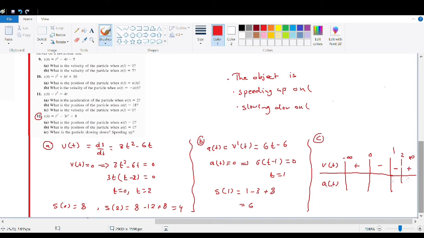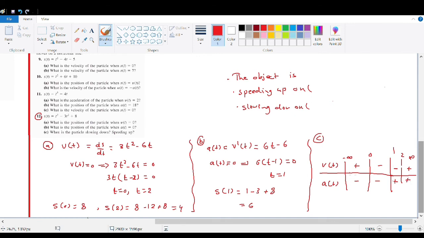For the acceleration, same thing: we take any number from the interval from minus infinity to 0 and substitute. For example, minus 1. Minus 1 minus 1 is negative, multiplied by 6, so negative. From 0 to 1, take a half: a half minus 1 is negative, multiplied by 6, negative. From 1 to 2, take 1.5: 1.5 minus 1 is positive, multiplied by 6, positive. From 2 to infinity, take 3: 3 minus 1 is positive, multiplied by 6, positive.